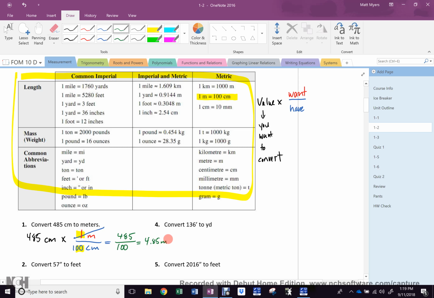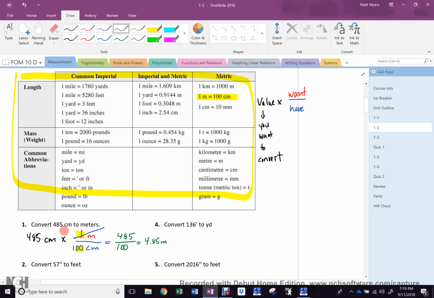So the answer is 4.85 meters. Is everybody cool? And of course, you could have done that in your head. But like I say, if you learn the steps with the ones you can do in your head, when you get to the ones that you can't do in your head, you're already going to know how to do it. Everybody good? Questions? Ariana, go.